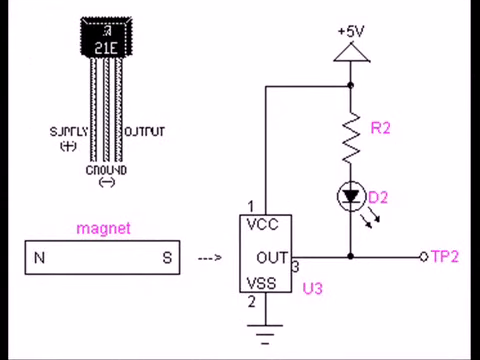In our basic circuit here, for example, when the Hall effect switch is switched on, test point 2 goes to ground, the LED lights up, pull the magnet away, and the LED goes off. When the switch is on, it creates a path to ground for the LED.